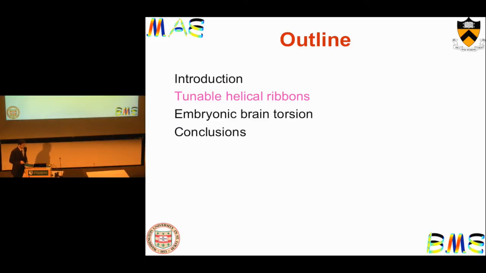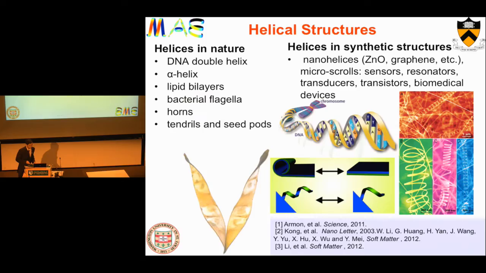Now let's move on to the first topic, tunable helical ribbons. We study helical structures because helices are almost everywhere in nature, going from DNA double helix to alpha helix, lipid bilayers, bacteria flagella, to macroscopic objects, horns of animals, tendrils, and seed pods of plants. And engineers have also been interested in making nanohelices that can be used as sensors, resonators, transistors, and biomedical devices.